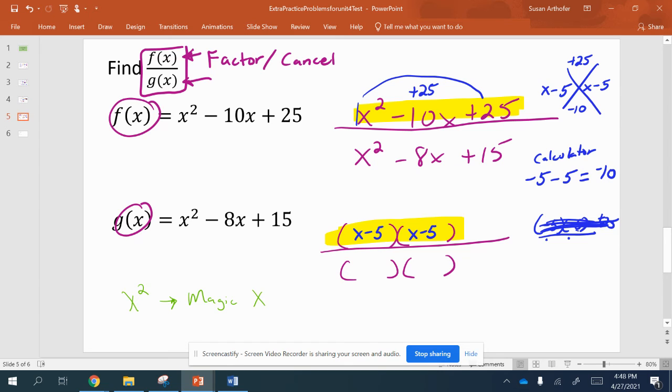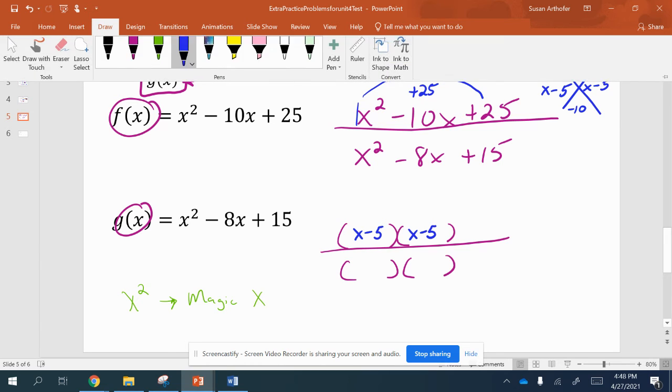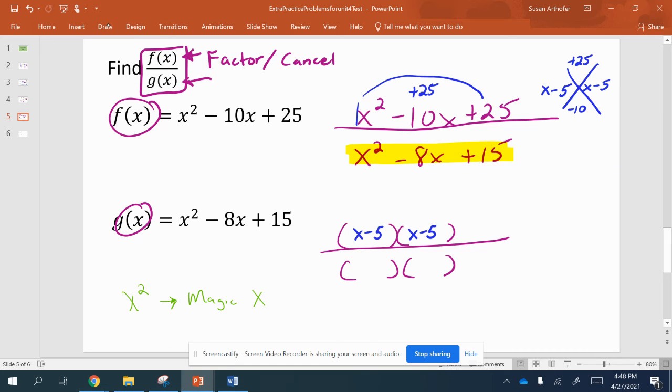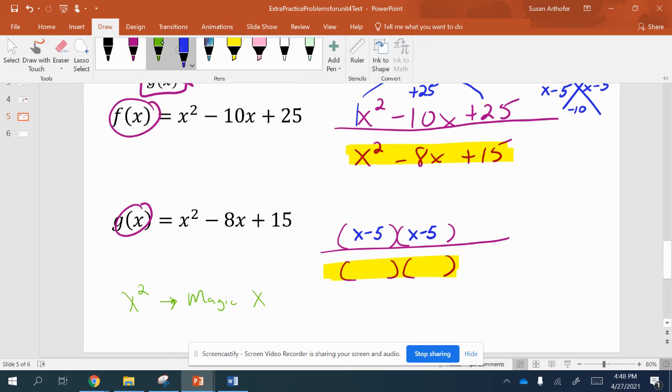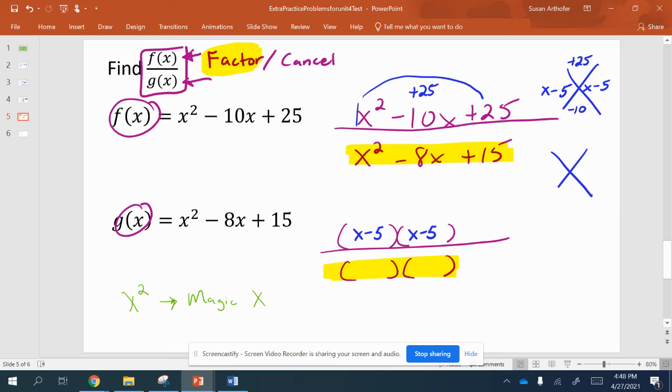And now we have to factor the bottom with a magic x. And whatever we get, we're going to put down here. We'll be done with our factoring, and then we'll be able to go ahead and cancel what matches. Okay, so let's do a magic x. Hidden 1, multiply front and back. 1 times 15 is positive 15. What multiplies to 15 and will get us to a negative 8?